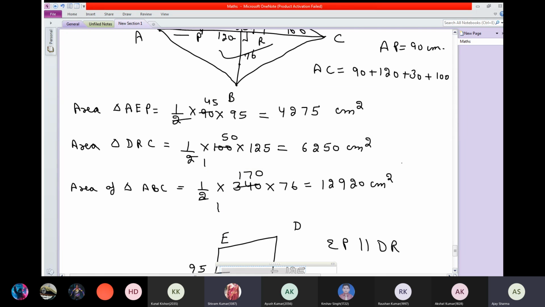These are the written ones, and one more is 16,500. Sorry, these are the total areas. Now you can add these all. What do you obtain? 5, 7 plus 5, 12, 12 plus 2, 14. 1 is the next one. 2 plus 1, 3. 3 plus 2, 5. 5 plus 5, 10.